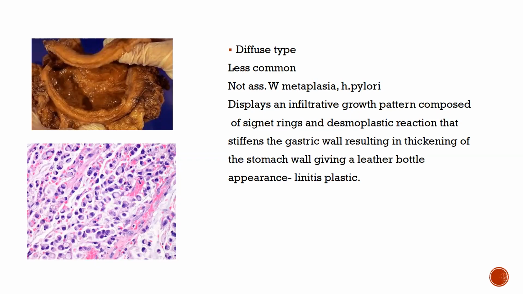Who knows what a signet ring looks like? Anyone? How does a signet ring look like? Okay, now for a signet ring, let me show you an example. Something like this, okay? You guys can see it. The nucleus is pushed towards the periphery. By what? Salma, what pushes the nucleus to the periphery?